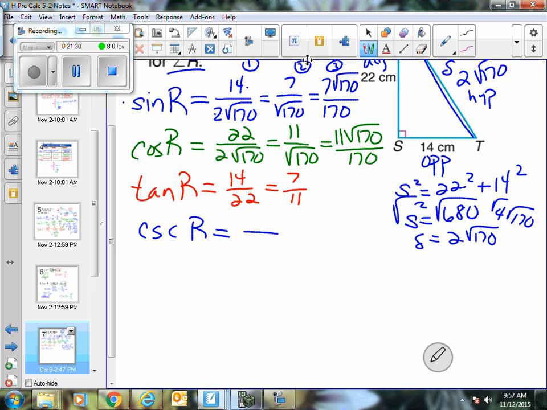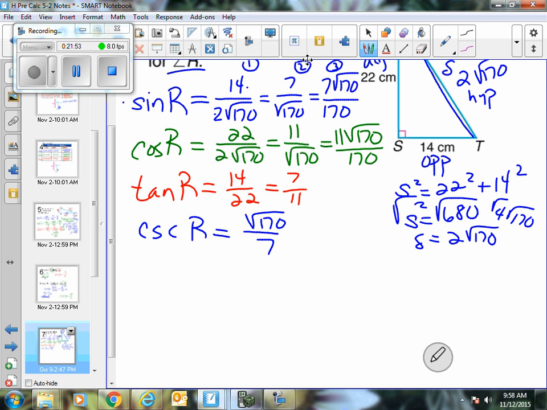So if you were looking at these 3 ratios, number 1, number 2, number 3, what do you think would be the easiest one of those 3 to flip? Number 2, right? Number 2 is already reduced, but it's not rationalized. If you flip number 3, you're going to have to rationalize it again. If you flip number 1, you're going to have to reduce it again. The one in the middle is the best one to flip. So the square root of 170 over 7 works really well.